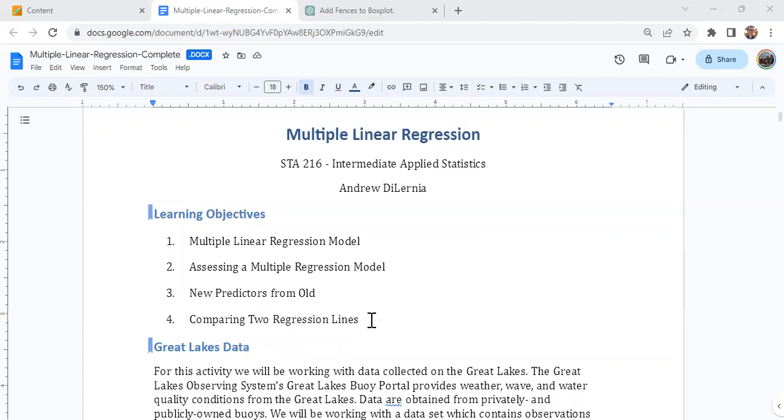Sometimes this is called feature engineering, which I think is a really fancy way to say calculating a new variable using variables we already have. And how we can compare two different models that we've fit for the same data, how we can decide which one we should trust more, maybe. And we'll talk about that.